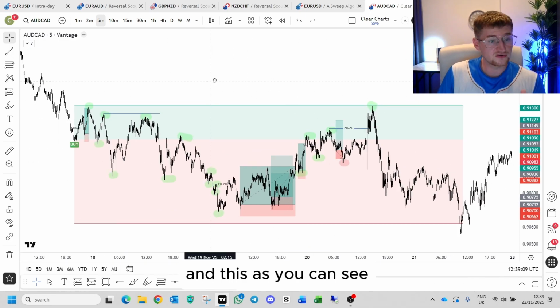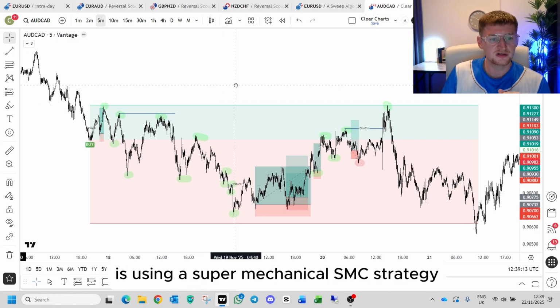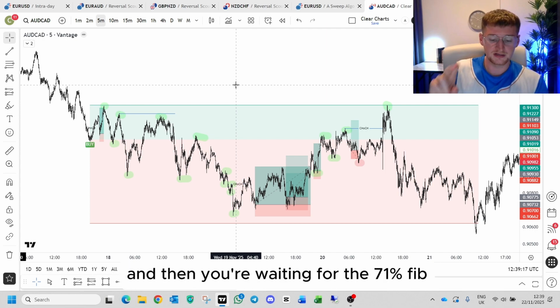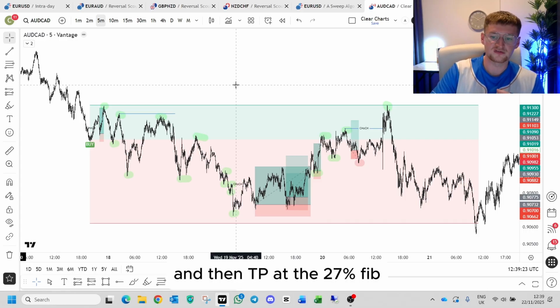And this, as you can see, is using a super mechanical SMC strategy where you're having a change of character within your market bias direction, and then you're waiting for the 71% fib, stops above or below the low or high, and then TP at the 27% fib.